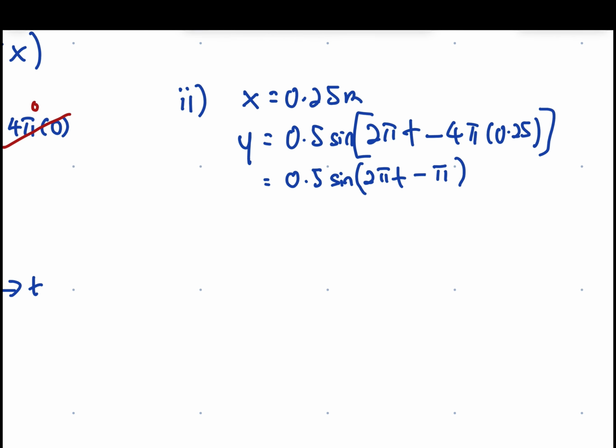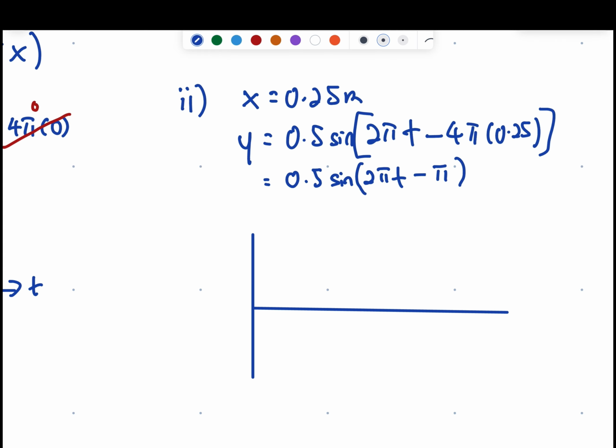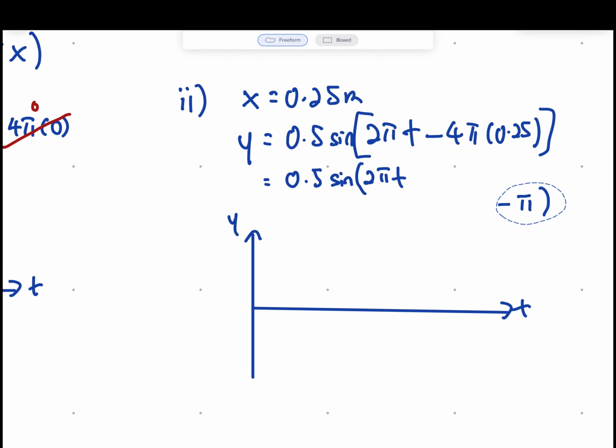So the step is, firstly, when there's a phase, and this is a phase here, right? When there's a phase, the first step is removing the phase first. The phase, we remove temporarily. So this is my equation, temporary.